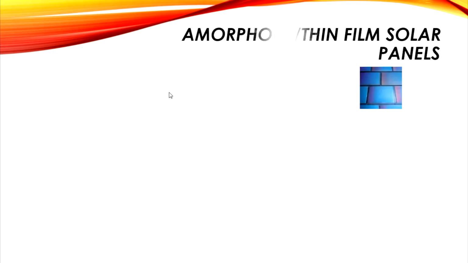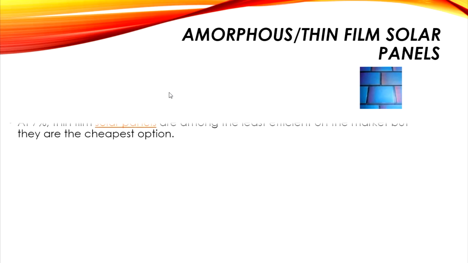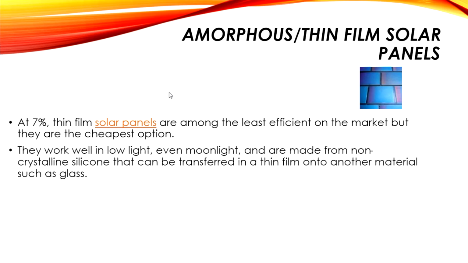The third type is the amorphous or thin film solar panels. They have a 7% efficiency. Therefore, the thin film or the amorphous are among the least efficient on the market, but they are considered the cheapest option. They work well in low light, even moonlight, and are made from non-crystalline silicon that can be transferred in a thin film onto another material, such as glass.